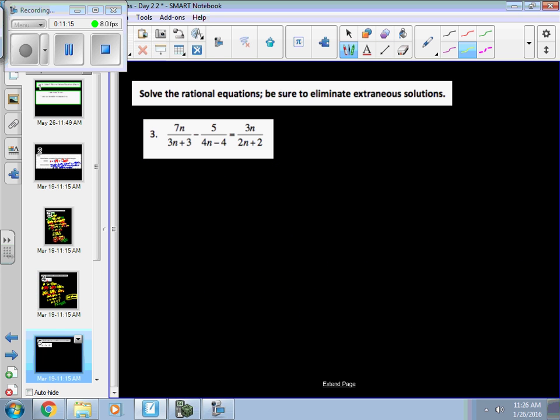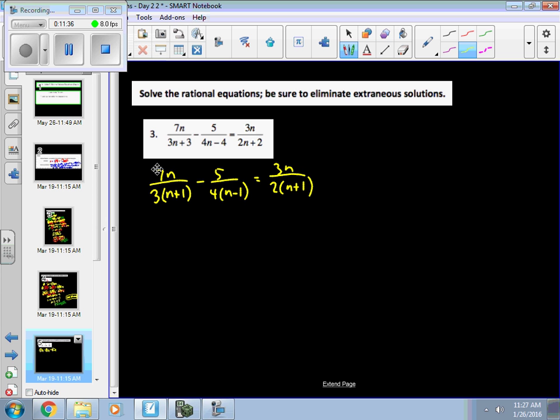All right, let's look at another problem here. Number 3. Again, do the factoring first. Now this is a different type of factoring on this one. This looks like greatest common factor. So let's go through and do the greatest common factor of 3. Take that out. The second one looks like it has a greatest common factor of 4. And this last one has a greatest common factor of 2.